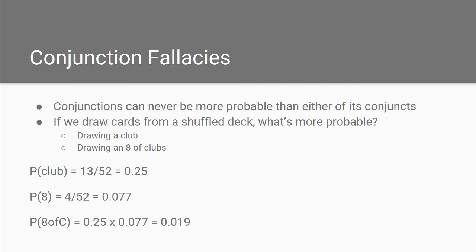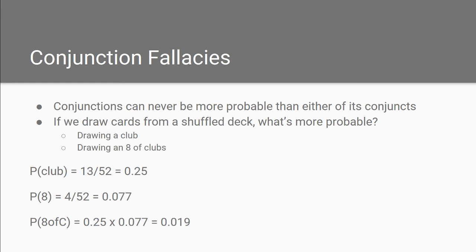Now, you have to be careful with fallacies here. We're going to get a little bit into fallacies, and we're going to start with the conjunction fallacy. Conjunctions can never be more probable than either of their conjuncts. So if we draw cards from a shuffled deck, what's more probable? Drawing a club or drawing an 8 of clubs?